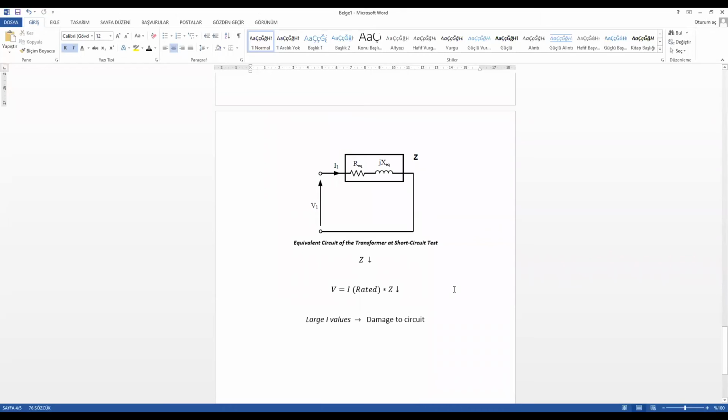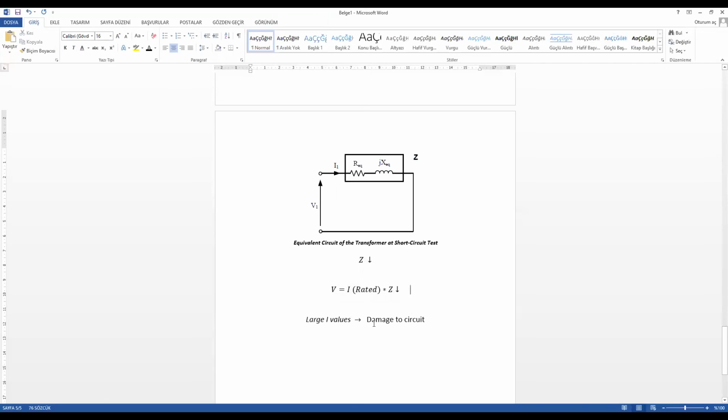we use rated current value instead of voltage values in the short circuit tests. Since the impedances of the approximated circuit model, R equivalent and jX equivalent, were very low, the formed currents at rated voltages may be very high. According to this equation, the low impedance values will cause large current values.